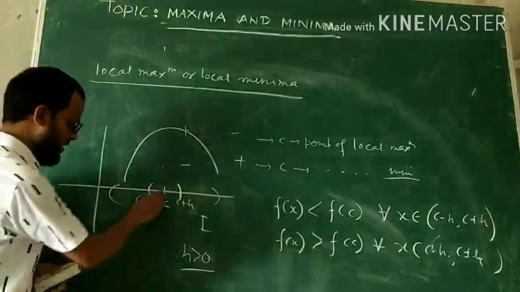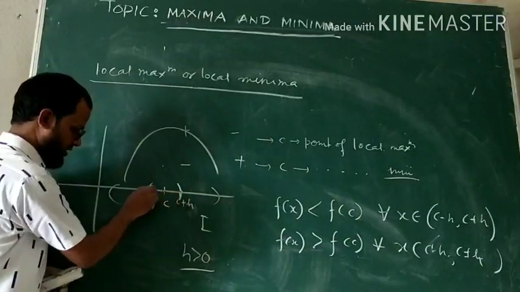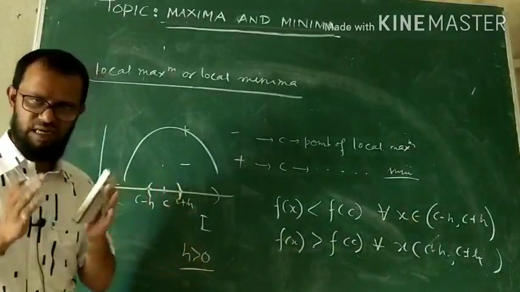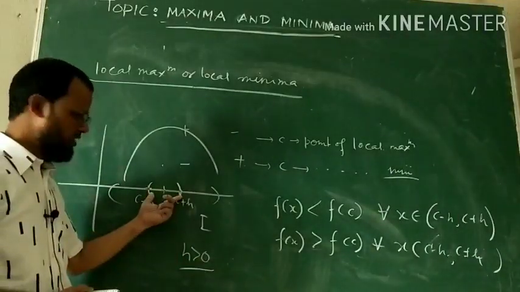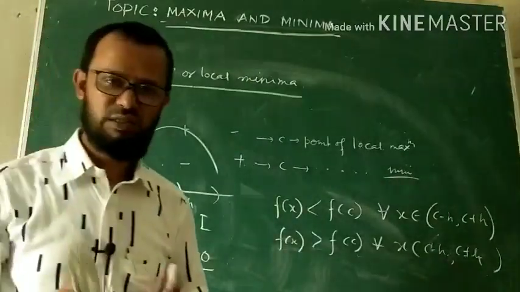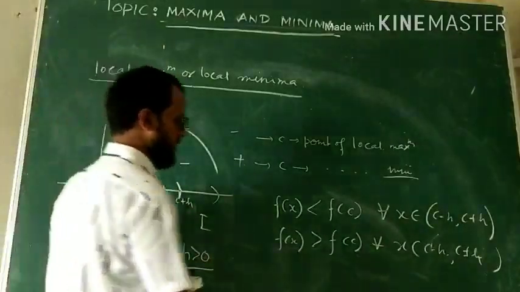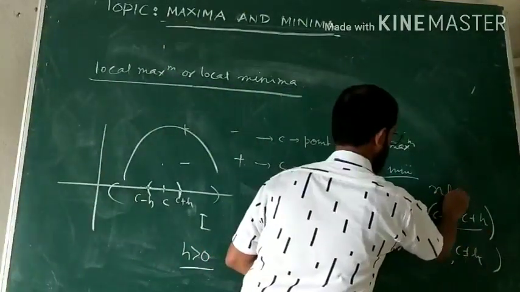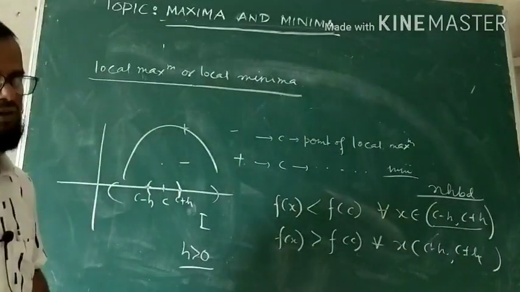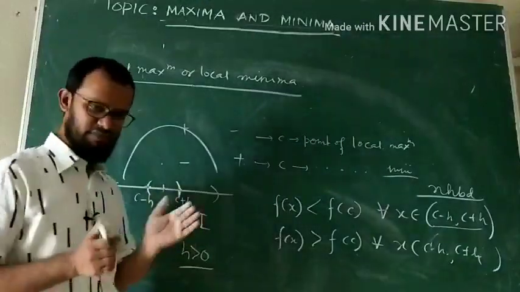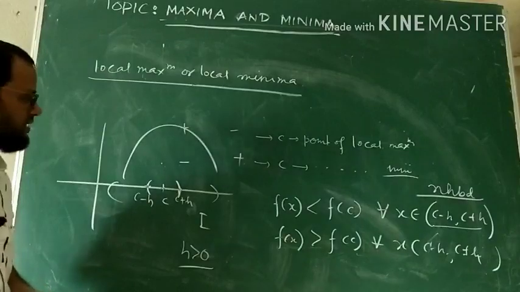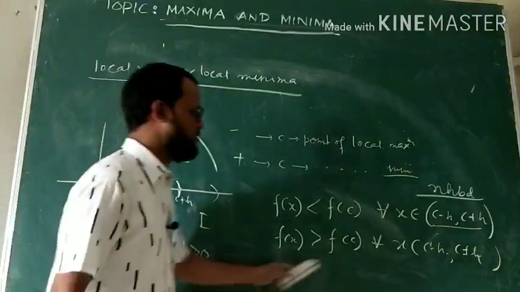Why neighborhood? Because the point c plus h or c minus h is very near to c, because h is a very small quantity. Here I am showing it a little larger, but it is actually a very small interval. That is why this interval is called the neighborhood, NHBD, of c. Neighborhood means very near, just as we call the people next to our house neighbors. That's why in maths it is used as neighborhood.